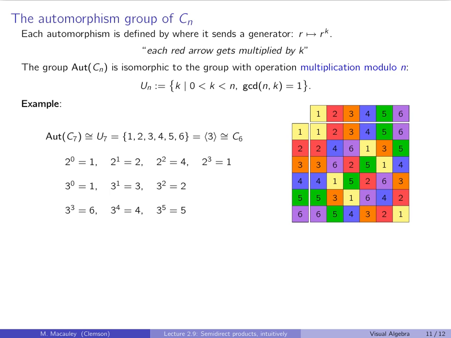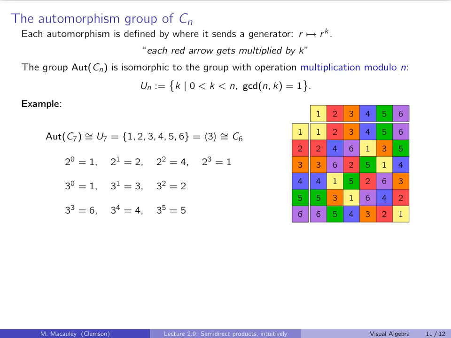The automorphism group of Cn, I claim, is isomorphic to a group that we haven't seen before. We'll call it Un. U stands for unit, and that's a term from ring theory that we'll see in chapter 8. But it consists of the numbers between 1 and n minus 1 that are relatively prime to n. So 0 and n are never going to be coprime to n. We're going to assume that n is bigger than 1. Otherwise, this is pretty trivial. So it's the set of all k between 0 and n that are relatively prime, and the operation on this group is multiplication mod n.